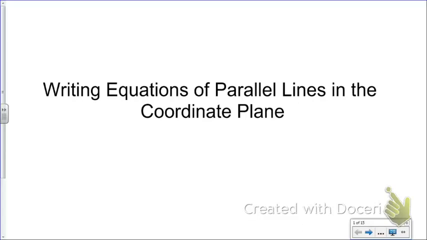Hi, these are the notes about writing equations of parallel lines. What we decided to do is split this up into two parts. Today we're going to look at writing equations of parallel lines, and tomorrow we're going to look at writing equations of perpendicular lines.